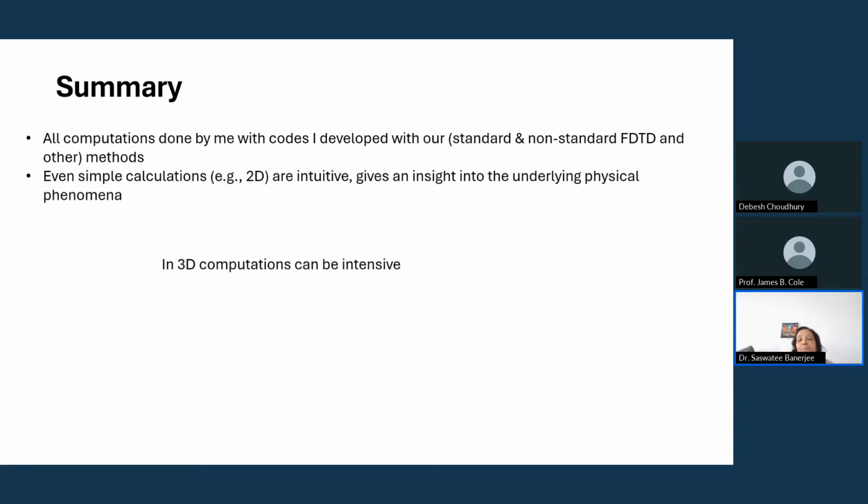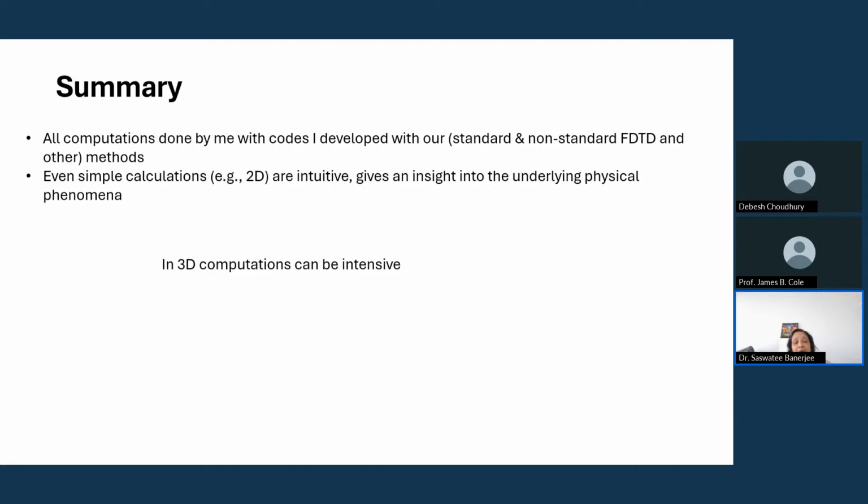This is what I was trying to say: all the computations that I showed here are done with both standard and non-standard FDTD and some other methods. But even the simple calculations you see in 2D can be very intuitive, and they can give you physical insight into a device and how it works. Here, I did not use any commercial software. These are all developed with my own code and protocols, some of his methods, etc.